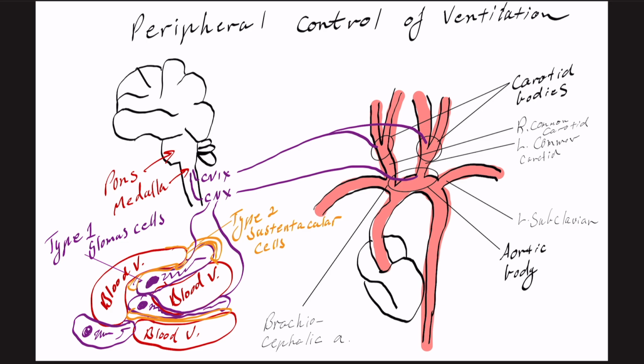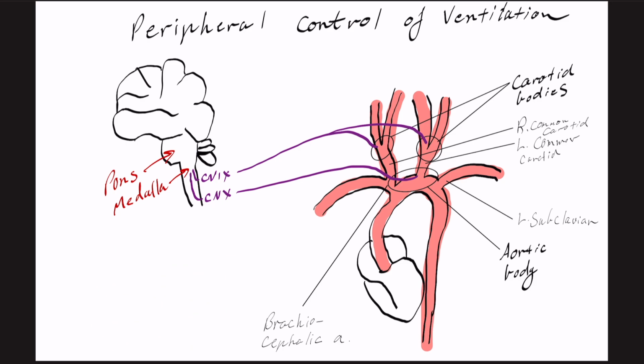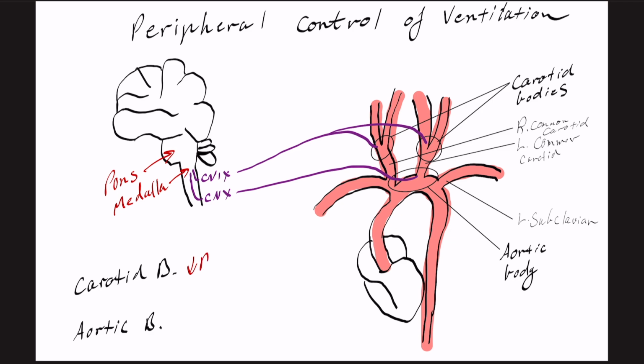As we mentioned, the type 1 cells have a lot of dopamine and neurotransmitters in them and are highly innervated, which then stimulate the nerve endings and produce action potentials, which then leads to our stimulation of the nerves leading up to the integrated systems in the pons and the medulla. So I've already touched on it, but the stimulus for these are low PaO2 and high PaCO2 and low pH.